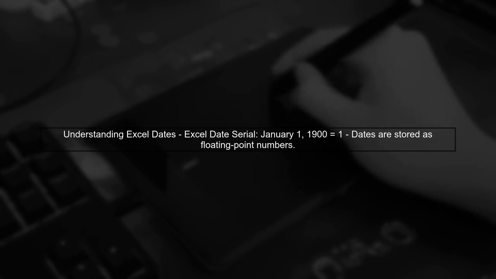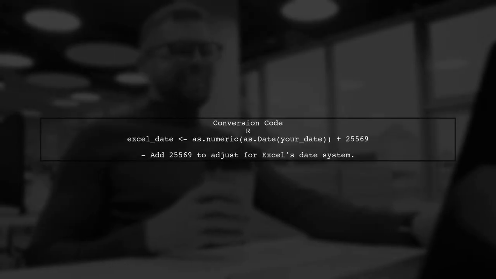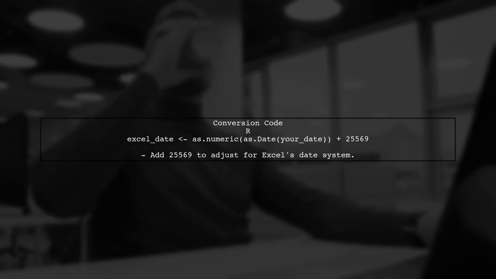To convert our dates back into Excel numeric serial dates, we first need to understand how Excel represents dates. Excel uses a serial number where January 1st, 1900 is represented as 1. In R, we can convert a date to its corresponding Excel serial date by using the as.numeric function along with the as.Date function. Let's look at the code.